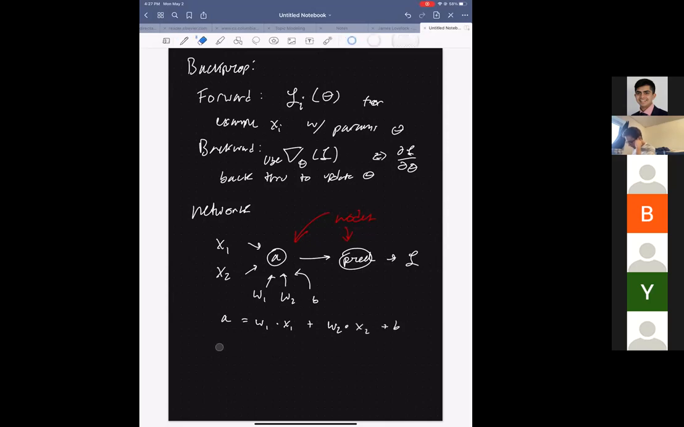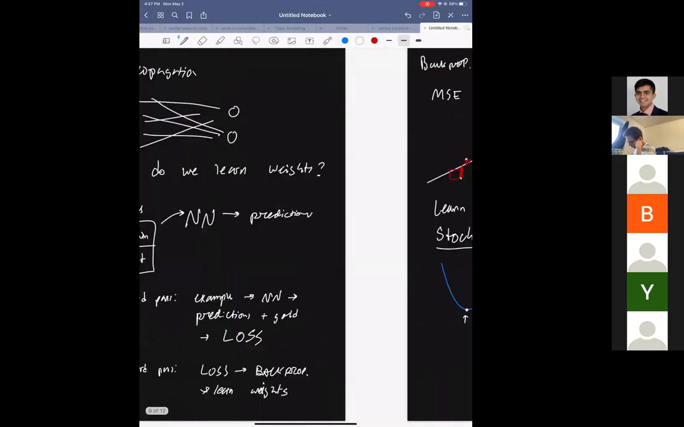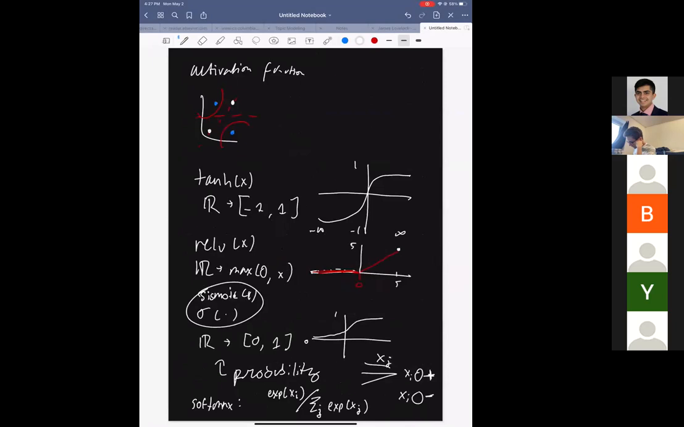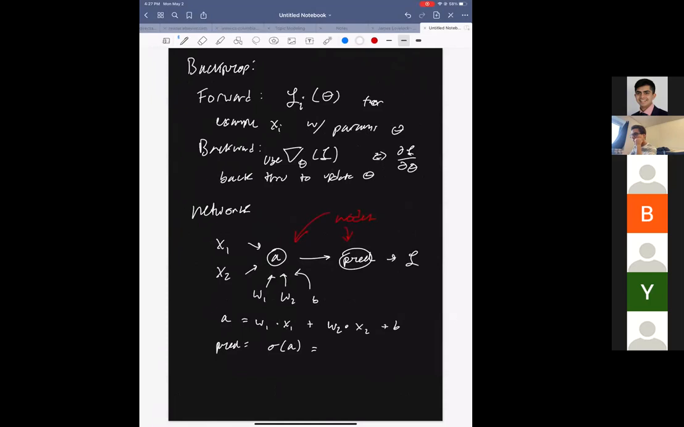And then our prediction is going to be the activation function. So let's use the sigmoid activation function on A. Yeah, I don't think I'm gonna write the sigmoid function itself.